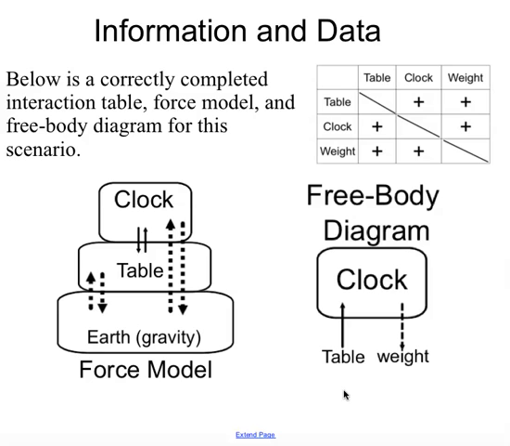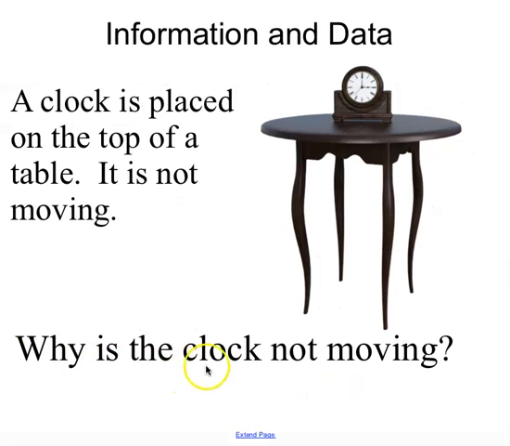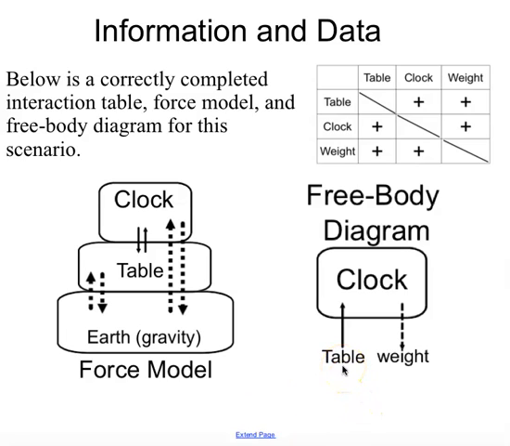So again, let me go back up here. The clock is not moving because the vertical, and I'll get a little bit more detail here, because the vertical contact force of the table is balanced with the vertical non-contact force of the weight. And there are no horizontal forces acting on the clock. That's it. That's all you need.